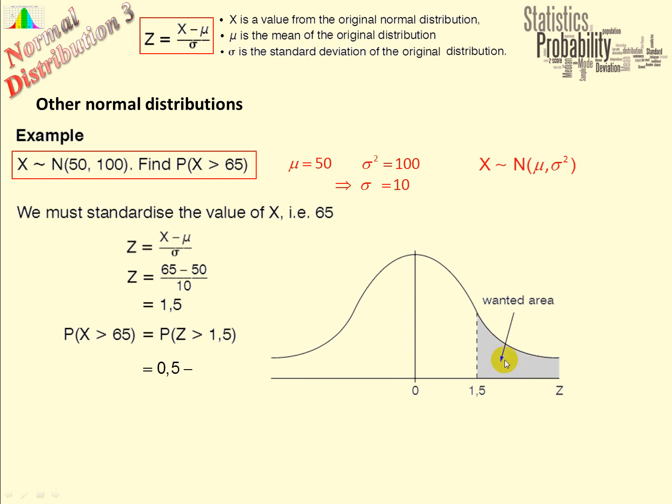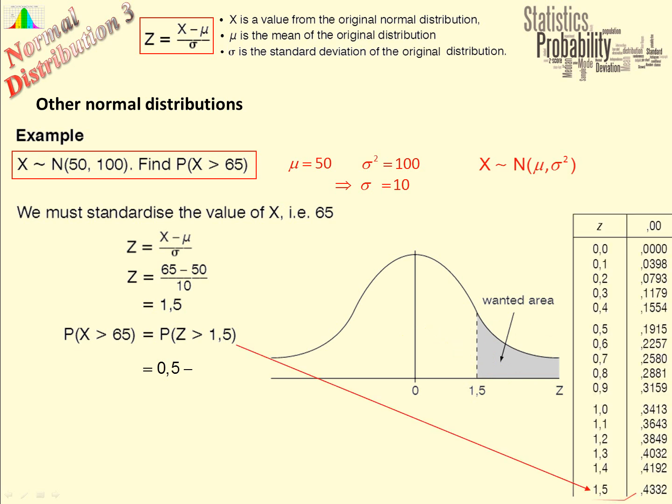So there we are. We want this area here. Now remember that the Z table gives us the area from 0 to that value. So we're going to say 0.5, being the area of that half of the normal distribution, minus whatever the Z table gives us for this one. And there is the probability that X is greater than 65.